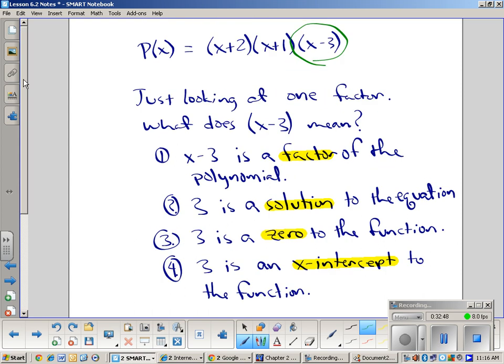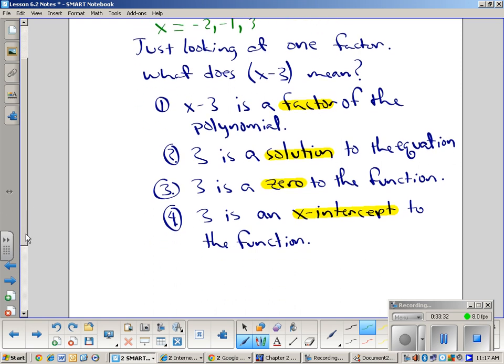And remember the function here says p of x, and so if we put a 0 in here, the y value would equal 0. And what would make y 0? Well, 3 would make y 0. What else would make y 0? Negative 1 and negative 2. So my zeros in this one would be negative 2, negative 1, and 3. Those would be the x values, the solutions to make this 0. Those would be the x-intercepts.